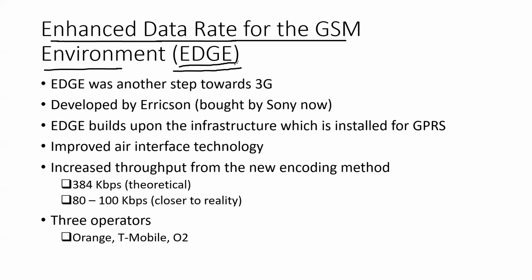It used improved air interface technology. Theoretically, they claimed a data rate of 384 kilobytes per second, but practically they gave 80 to 100 kilobytes per second, which is far better than the GPRS. Three operators, Orange, T-Mobile, and O2, distributed this EDGE technology.